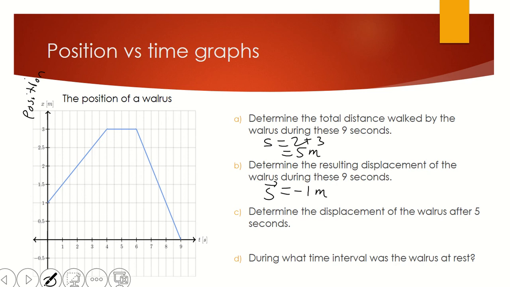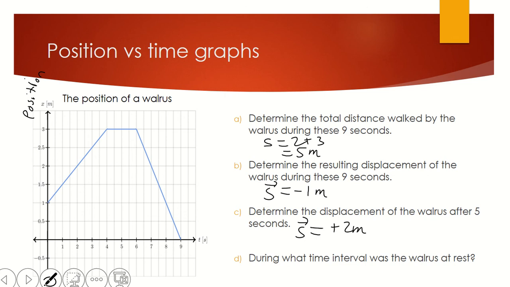Determine the displacement of the walrus after 5 seconds. So where is the walrus at 5 seconds? He's at 3 meters. So he's been displaced from 1 meter up to 3. So his displacement after 5 seconds is 2 meters to the right, so it's plus 2 meters.